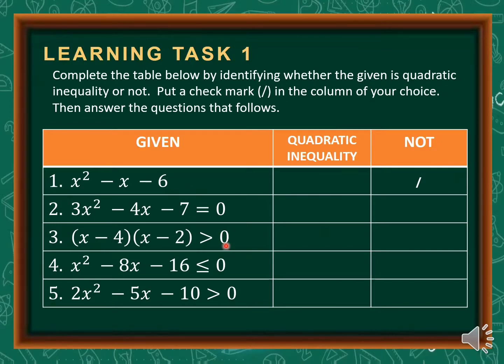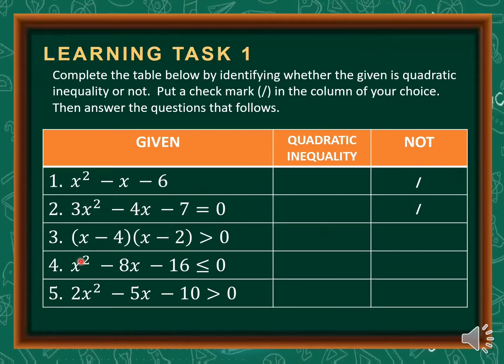Second, 3x squared minus 4x minus 7 is equal to 0. Quadratic inequality or not? That's correct. Again, this is not a quadratic inequality. Why? Because it has an equal sign. So, meaning this is an example of quadratic equation.